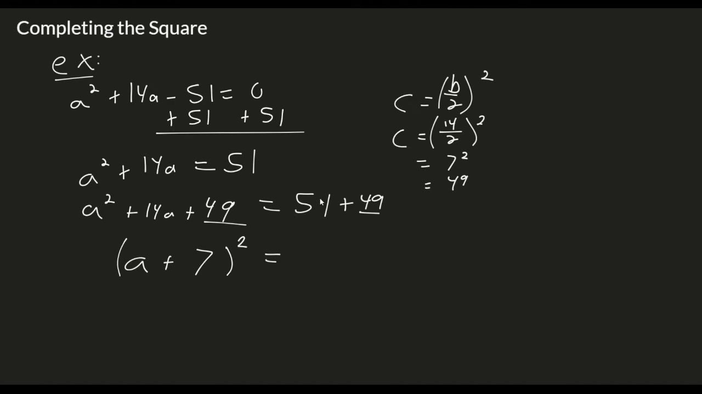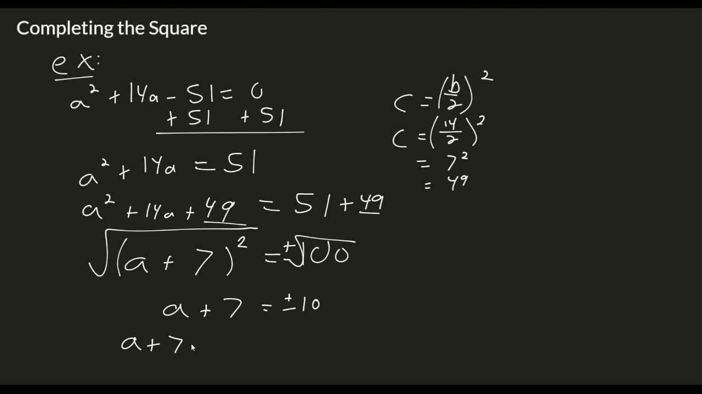So that is now equal to 51 plus 49, which is 100. I can now take the square root of the left side and the right side. Since I'm taking the square root of the right side, I have to add in my plus minus. And I'm left with a plus 7 equals plus minus 10. The only step left is to split this apart and solve both equations.